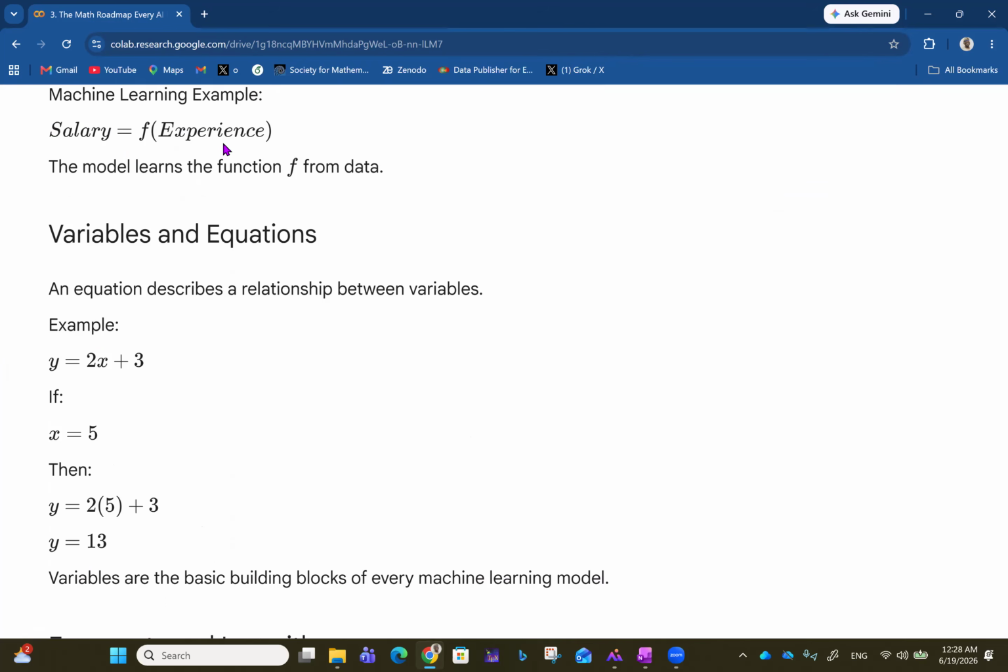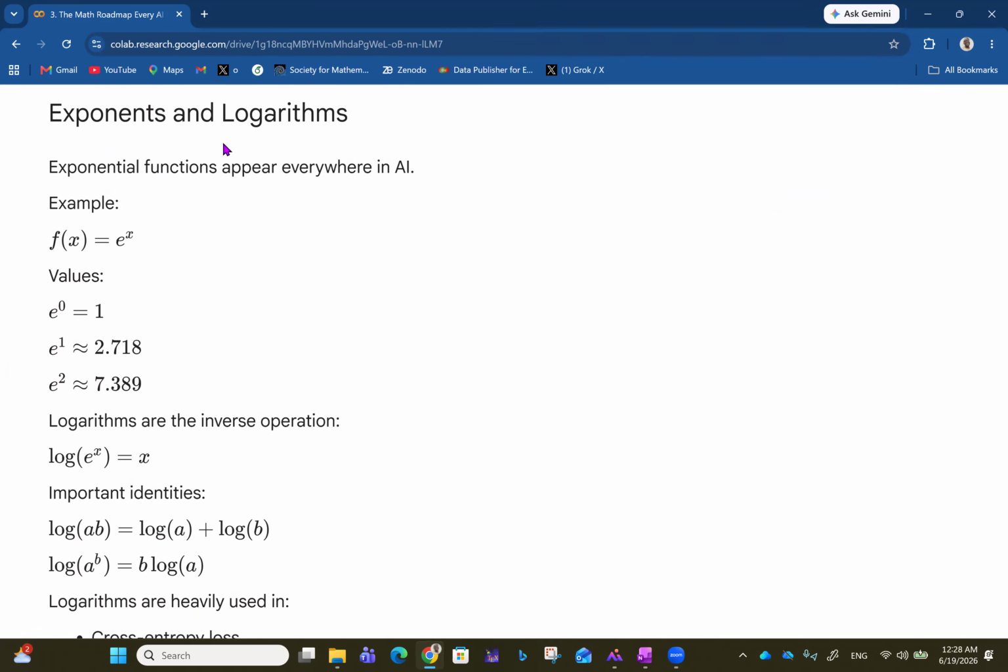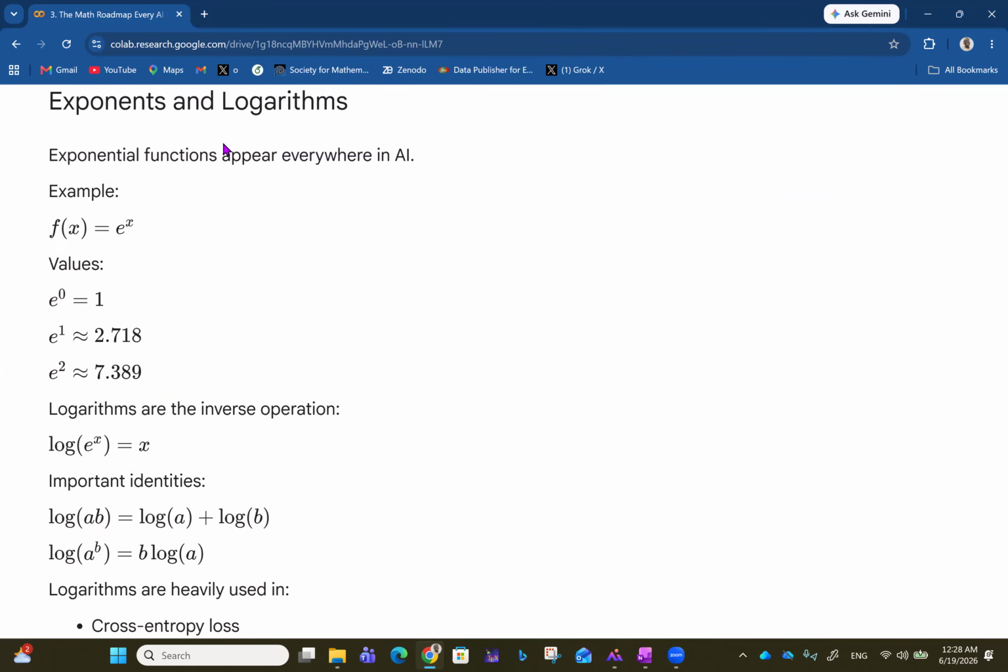depends on experience. Then we go on to talk about exponents and logarithms. I have a playlist on indices and logarithms, so you want to check that. Of course, exponents is another name for indices. Exponential functions, rather, appear everywhere in artificial intelligence. You see them everywhere. For instance, you have f of x equals e raised to the power x.